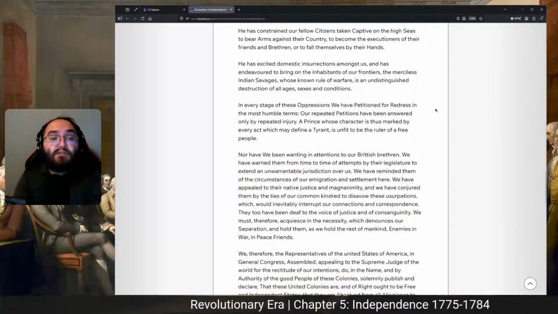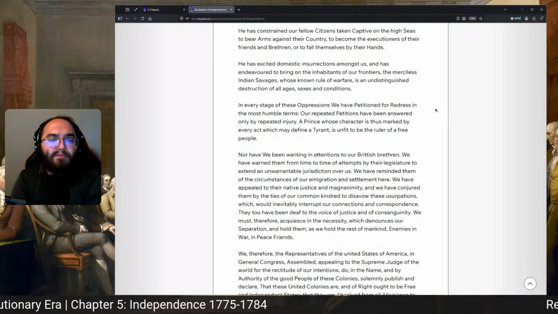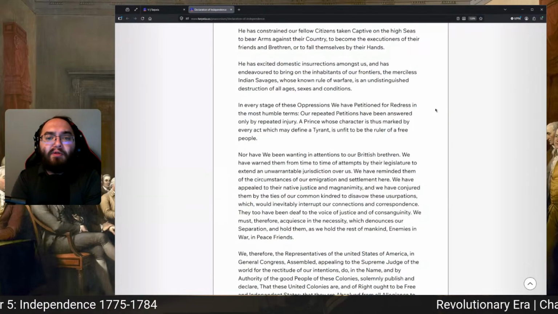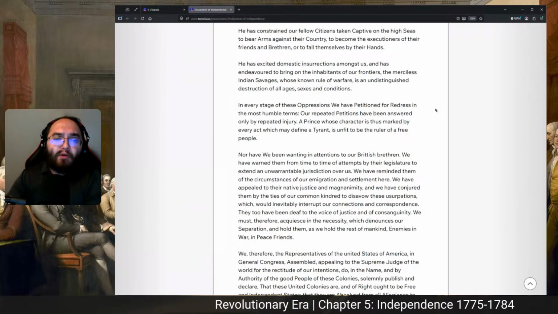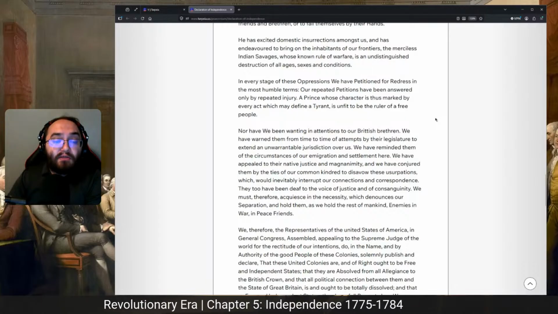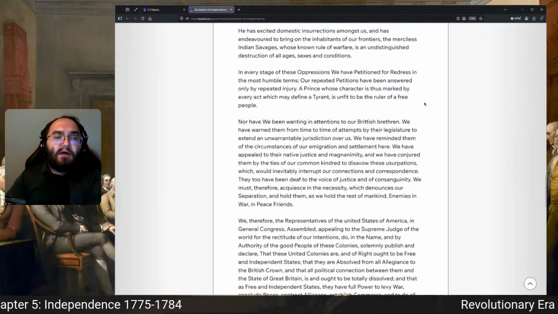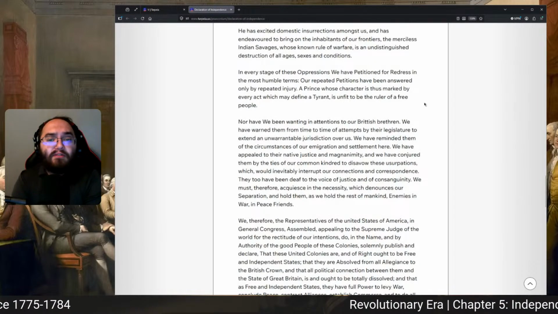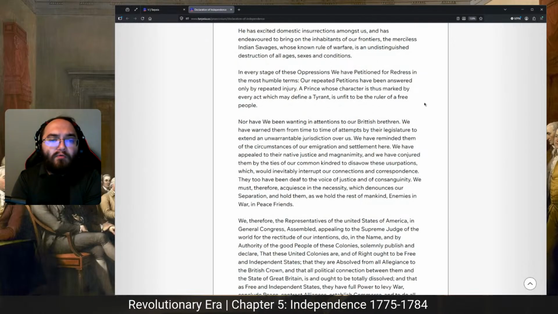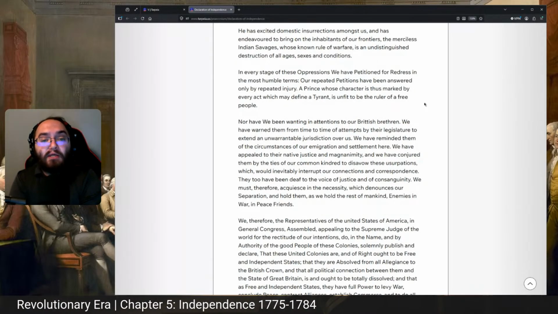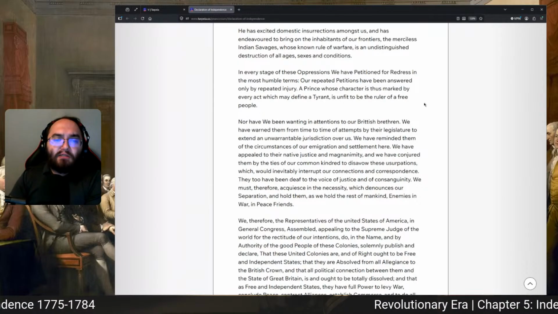He has constrained our fellow citizens, taken captive on the high seas, to bear arms against their country, to become the executioners of their friends and brethren, or to fall themselves by their hands. He has excited domestic insurrections amongst us, and has endeavored to bring on the inhabitants of our frontiers the merciless Indian savages whose own rule of warfare is an undistinguished destruction of all ages, sexes, and conditions.